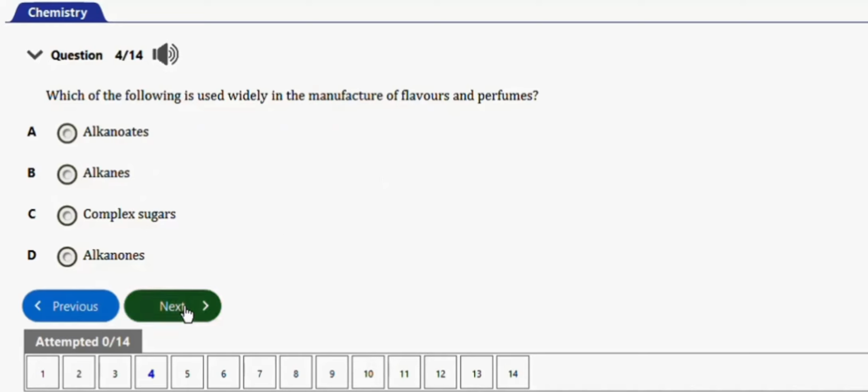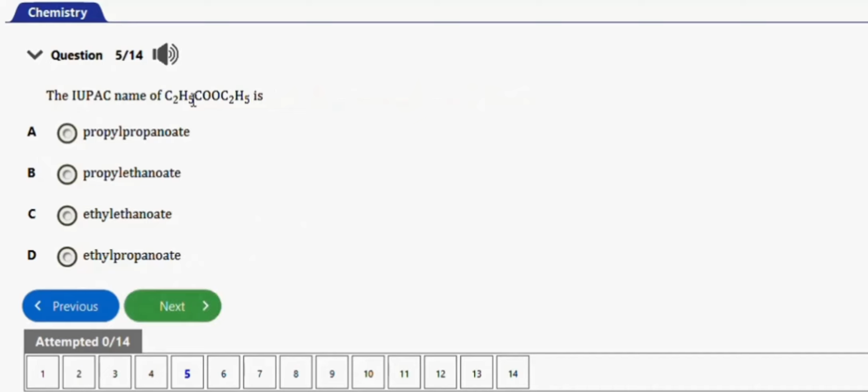Let's take the next question. They say the IUPAC name of this is what? So this would be, because we have 2 carbon atoms after the second oxygen atom here, it's going to be ethyl then propanoate. Okay, so ethyl propanoate will be the right answer to this question. Alright, so option D, ethyl propanoate. Okay, so that's it for this question.